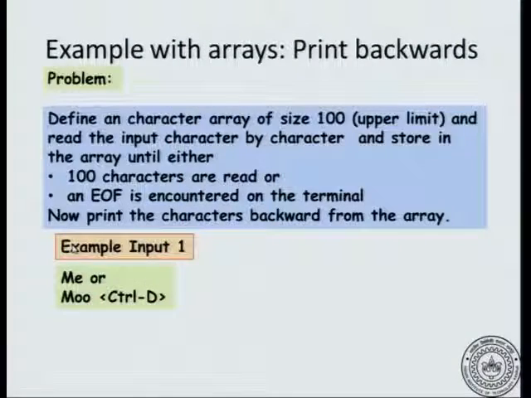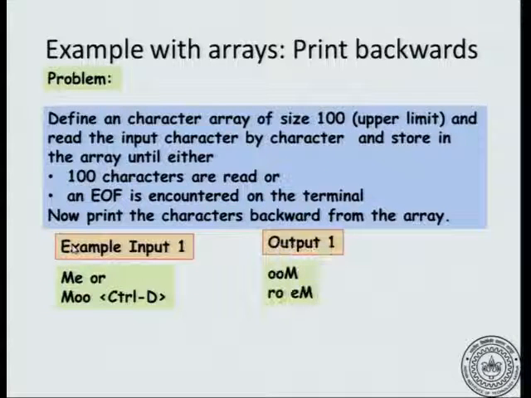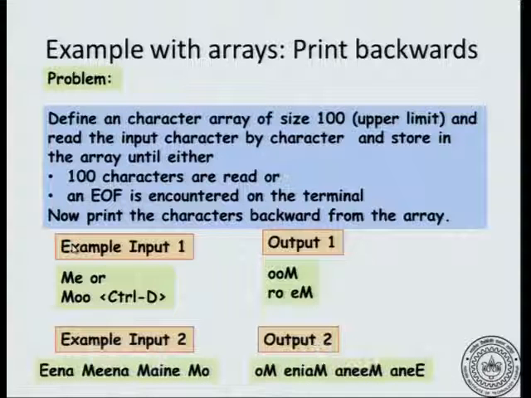This is an intuitive reason why arrays are important for this problem. Okay, so what is an example problem? Let's say that we have MEOR, then a new line, and then MOO followed by Ctrl D. When you reverse it, you will have OOM, then the new line, then OR, EM, and so on. So you have to reverse everything input.